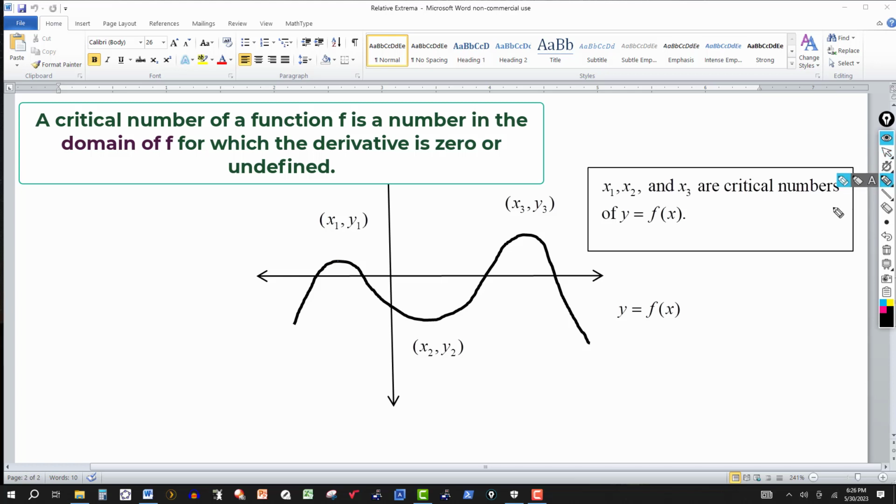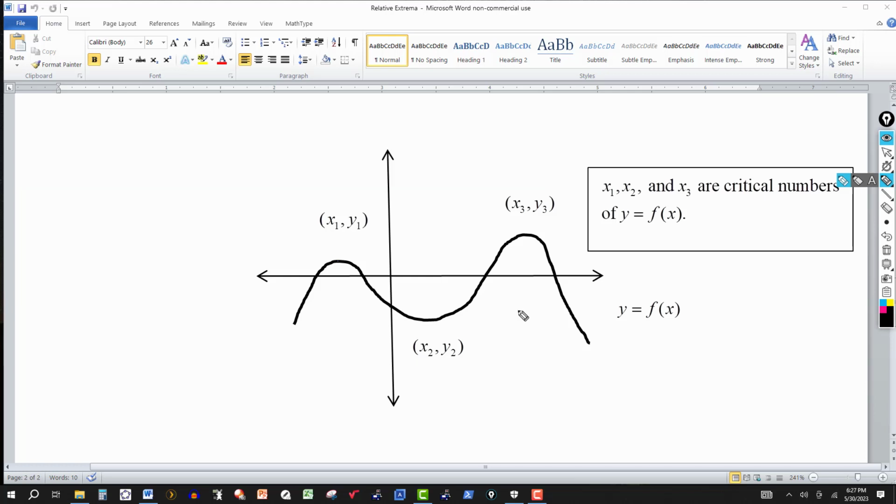Now the procedure for finding these on a particular curve, in this case a polynomial graph function, is to find the critical numbers. In this case, I tell you that the critical numbers are x1, x2, x3. So first of all, what is a critical number? A critical number is a number in the domain of the function. In this case, we're talking about y equals f of x, where the derivative is 0 or undefined. Remember, it has to be in the domain, so it has to be on the graph. It can't happen at a point of discontinuity.